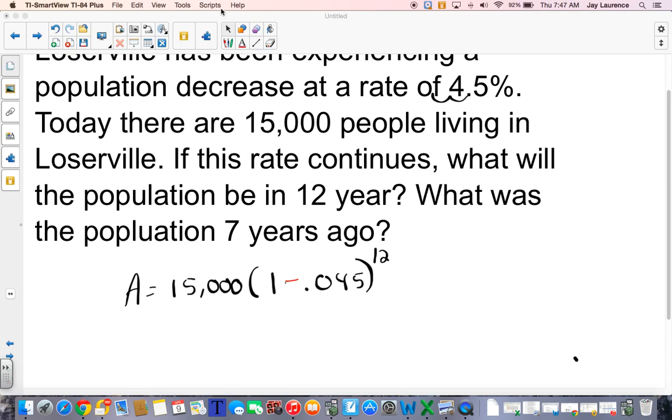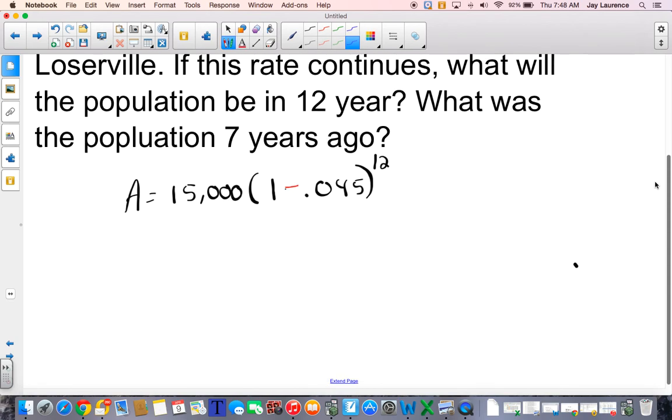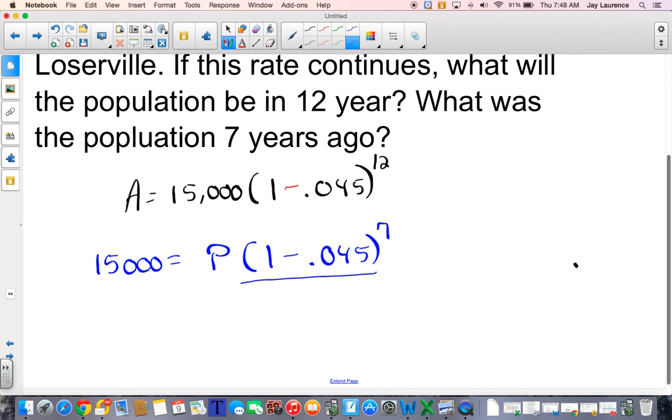What was the population 7 years ago? Now there's two ways to do this one. I used to teach it one way, and then a student, Ben Krieger was his name, suggested another way to do it. Here's how I would have done it. I would have pretended that the 15,000 was the answer to the problem. I'm going to solve for P, and I would have done this. Okay? And so to get P alone, I would divide both sides by this number.